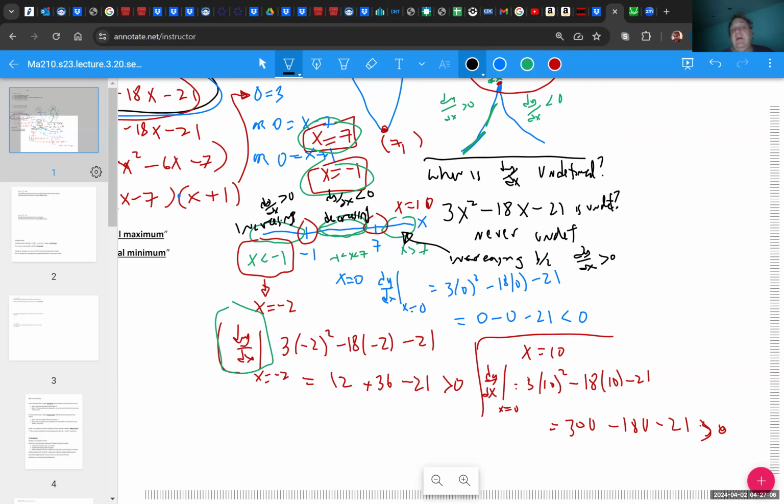So understanding increasing, decreasing, understanding that you can easily find increasing, decreasing just by plugging a number into the derivative is going to be really helpful in doing some of the more sophisticated problems that we come across later in chapter 4. And once again, we can verify all this.